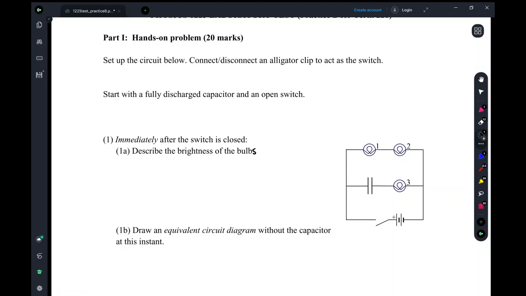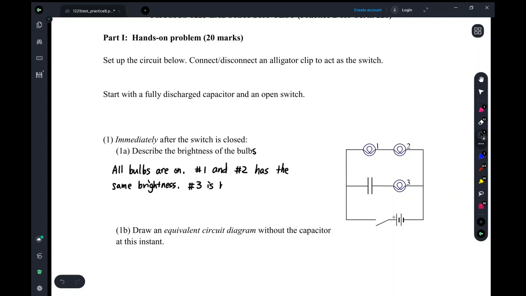So all bulbs are on. Number 1 and number 2 have the same brightness. Number 3 is brighter.